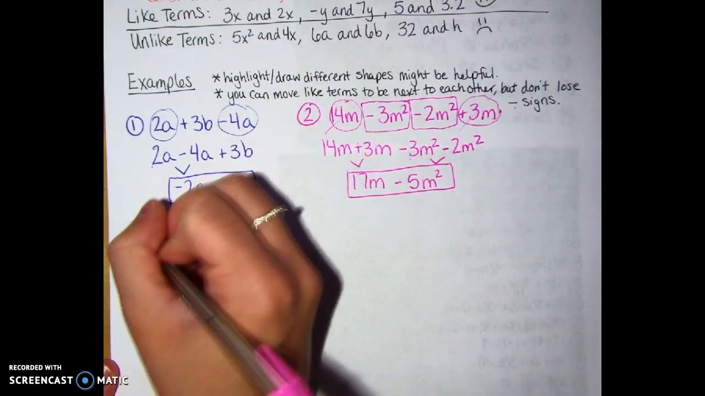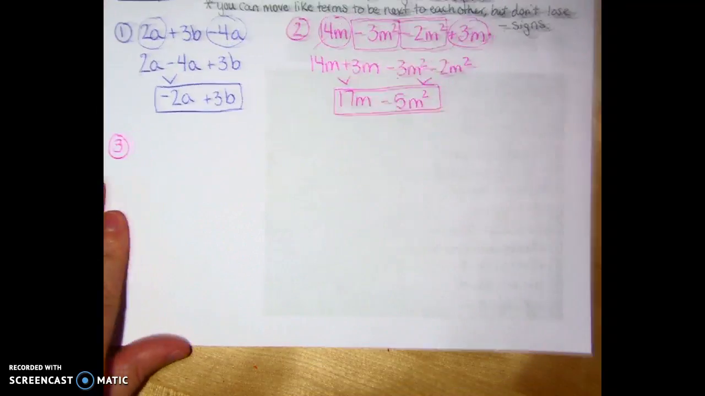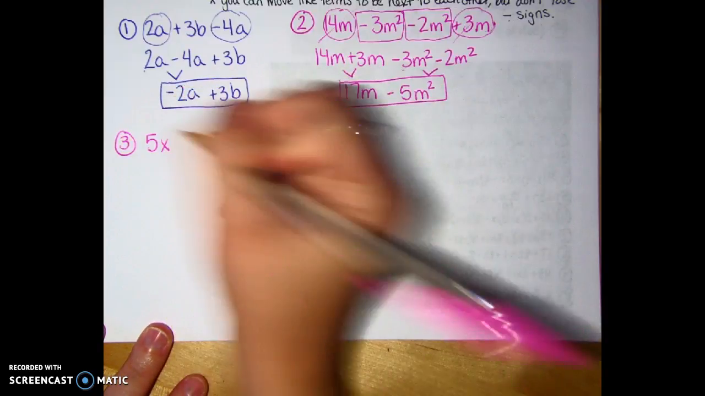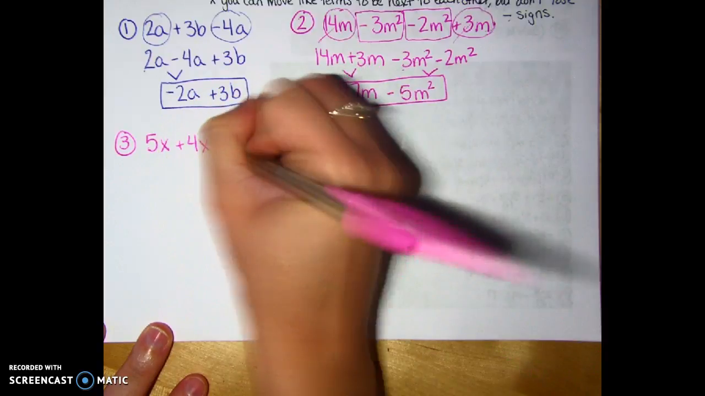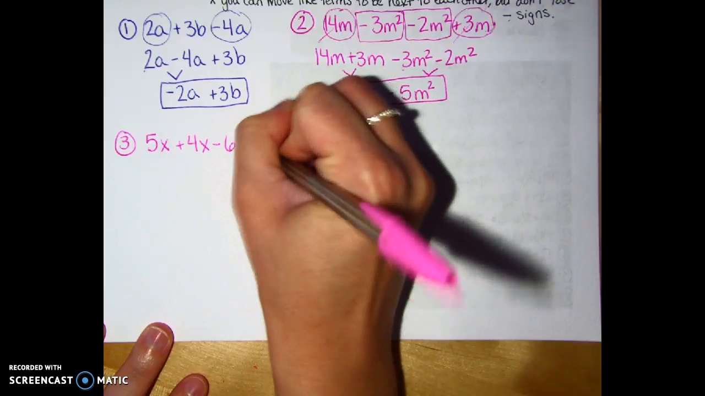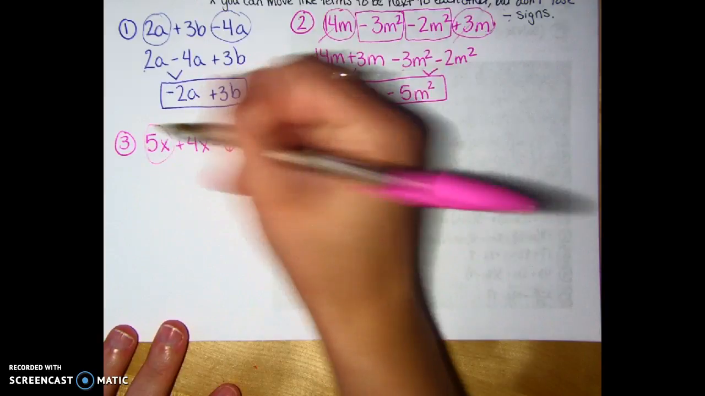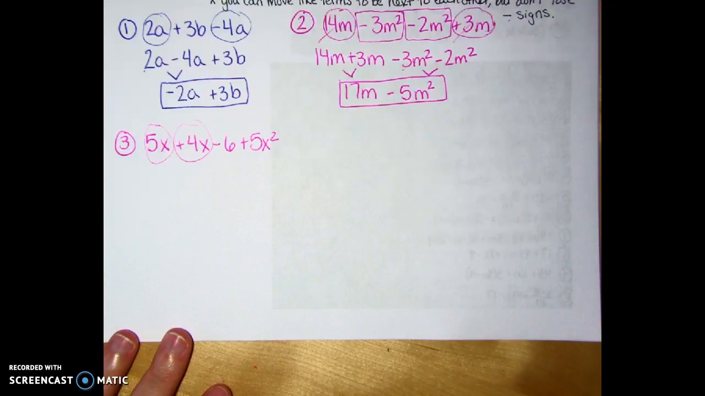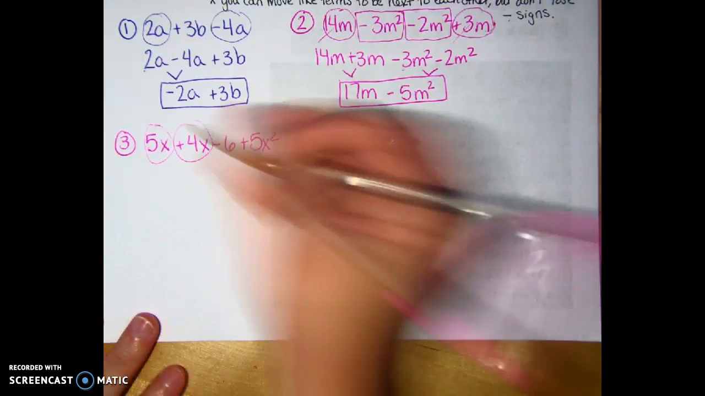Okay, let's do two more examples together, then you're going to do a few of them on your own. Okay, let's do 5x plus 4x minus 6 plus 5x squared. So I'm going to circle like terms. Circle that, circle that. Those are not like terms and they don't have anything to match with it, so I'm not going to mess with those. I don't need to rewrite anything because the like terms are already next to each other, so I'm just going to go ahead and combine them.